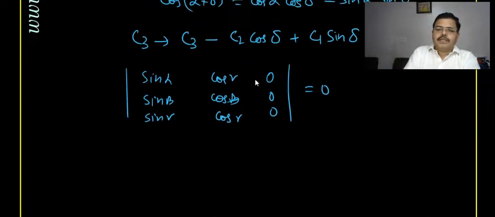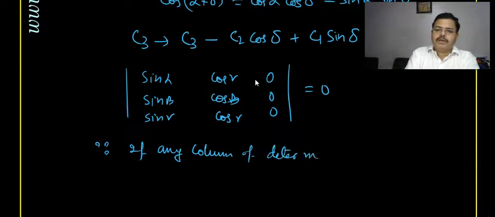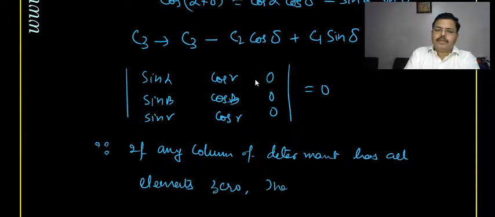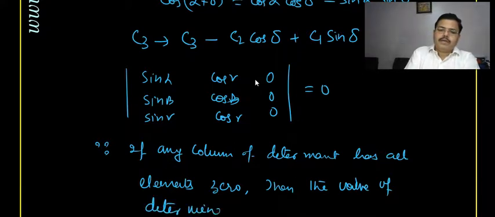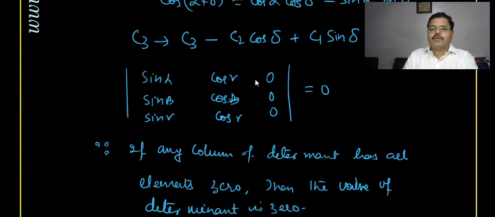Okay. Since if any column of a determinant has all elements 0, then the value of the determinant is 0. I hope you got it.